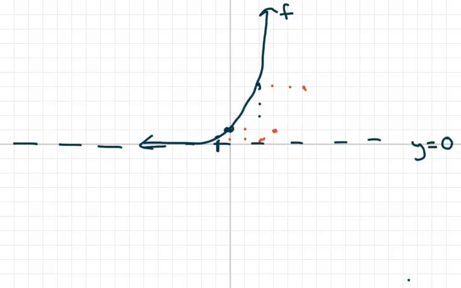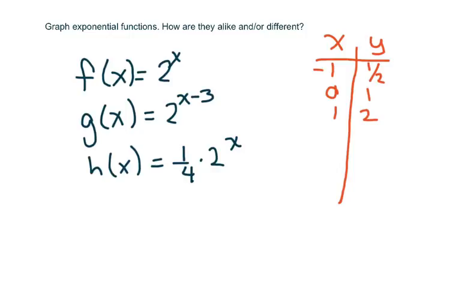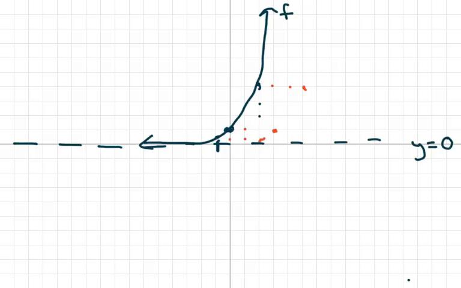That's the parent function. Now what we're going to do here is shift this to the right. This is a horizontal shift to the right by 3. So basically on my y, I'm adding 3. No, I'm adding 3 to my x, sorry. So I'm going to do another table here. And if I look at the graph, what I'm doing is I'm shifting this to the right by 3.